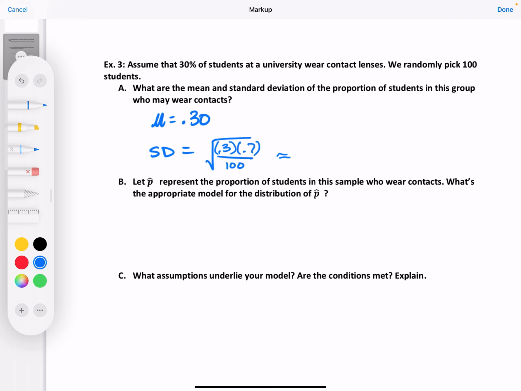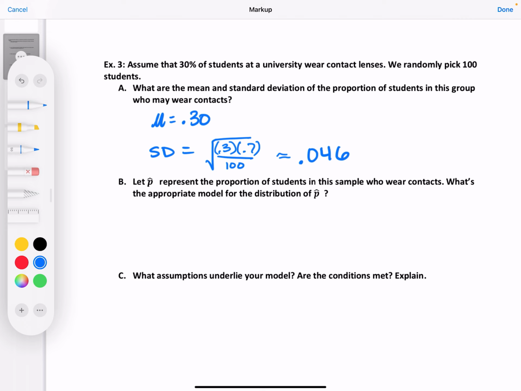I got 0.046. I agree with them, even though I didn't do the problem, but I did the first step. No, I multiplied by 100 and then I completely forgot about the square root. Oh, that makes a big difference.